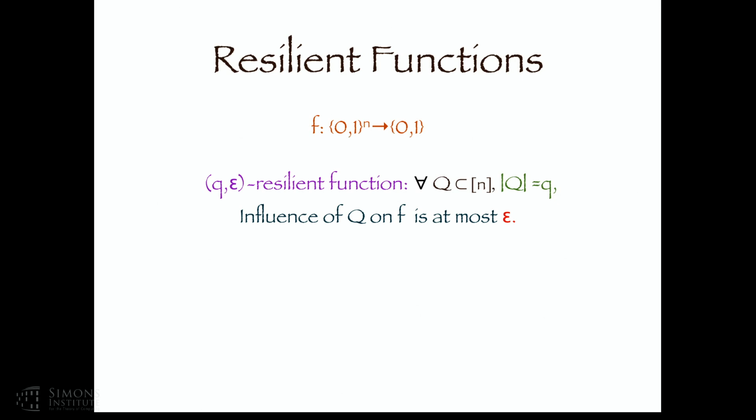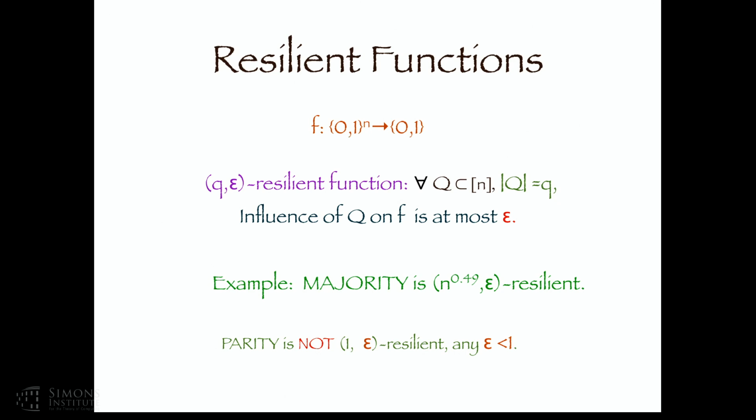And a Q, epsilon resilient function is a function such that no set of Q coordinates can have influence more than epsilon on the function f. So a trivial resilient function is just the constant function, because no set of coordinates can change its value. So we'll be focused on constructing resilient functions which have bias close to 1/2, or whose expectation under the uniform distribution is close to 1/2. For example, parity is not a good resilient function because even one coordinate can change its value, and majority can handle up to square root n bad players.